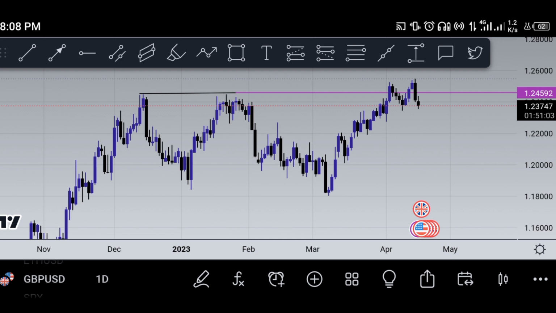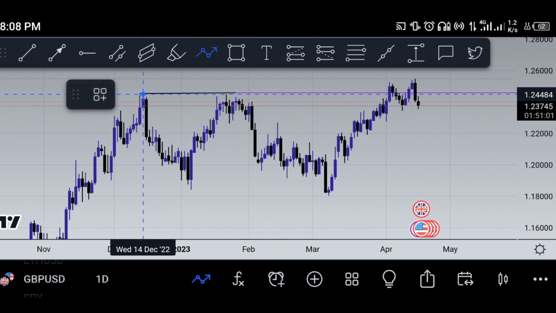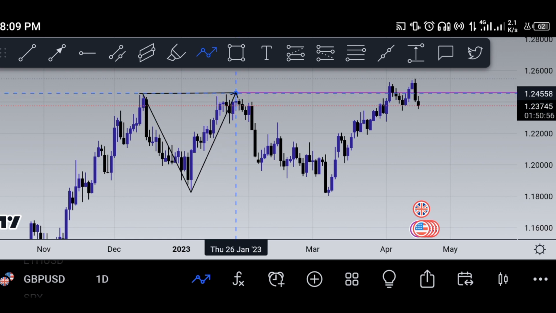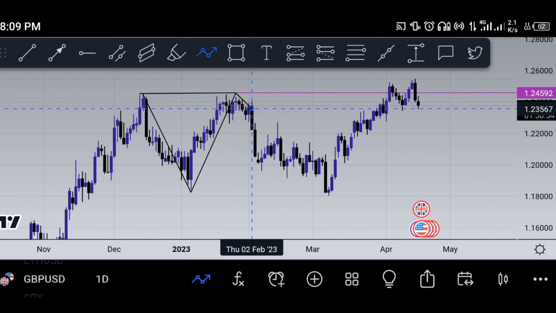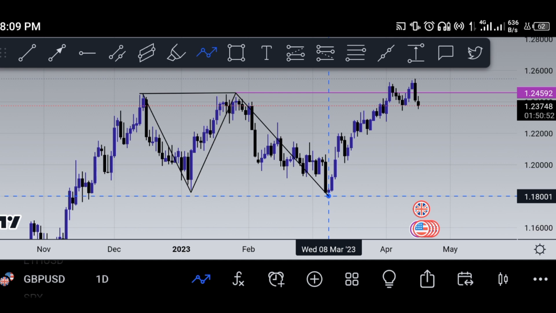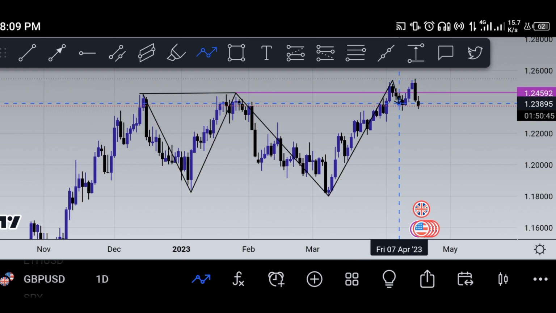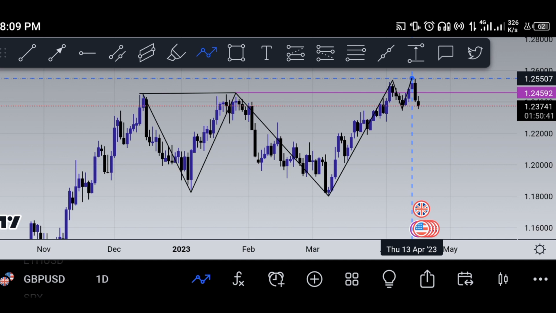So let me show you. We had the price coming to this point, and then we had it come back to this point, which is the supply, went back to this point. We got to this point, and then we saw that price broke through, right? Broke through, came back to retest that zone, broke through again, and it's coming back.